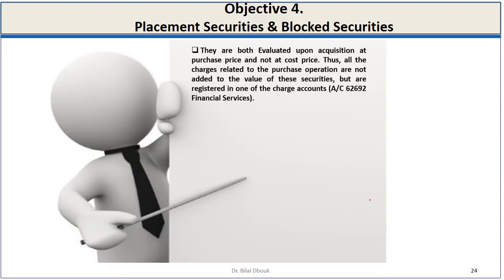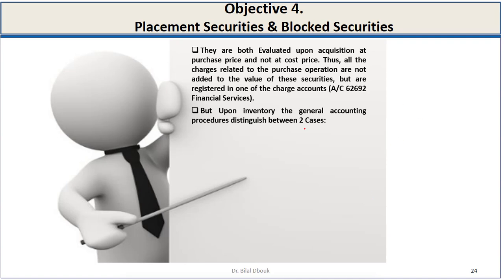So both of these securities, placement and blocked securities, are evaluated upon acquisition at their purchase price. It means that they are evaluated at purchase, not at cost. So all charges related to the additional purchase price are not added or recorded to the value of these securities. They are recorded as additional purchase charges. They are recorded in account 62692 financial services or financial charges.